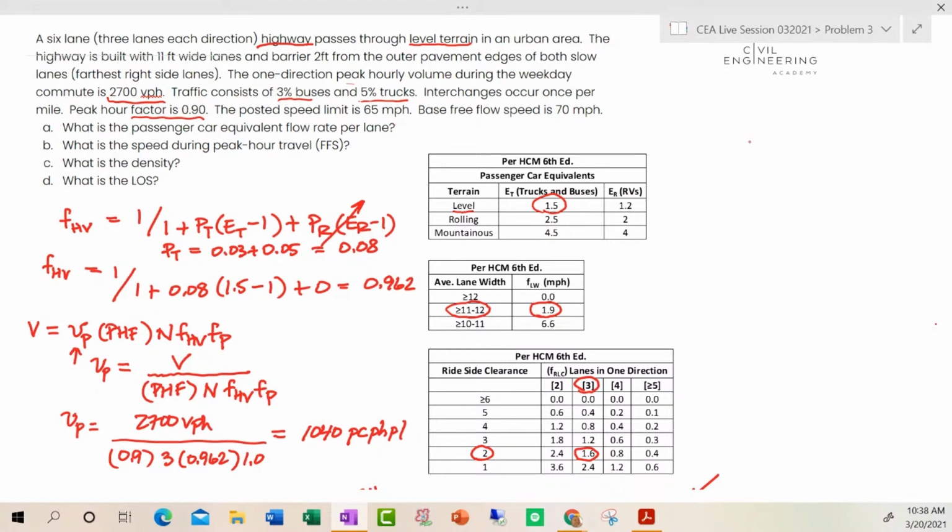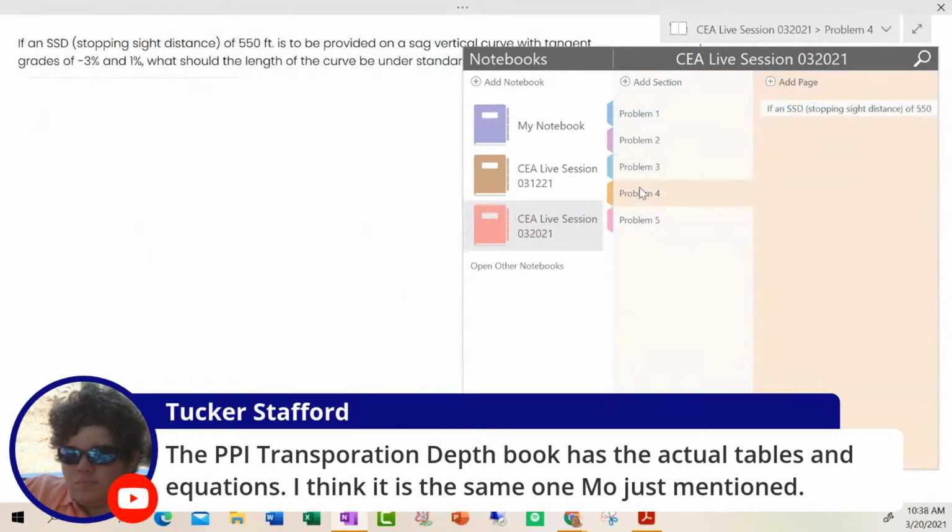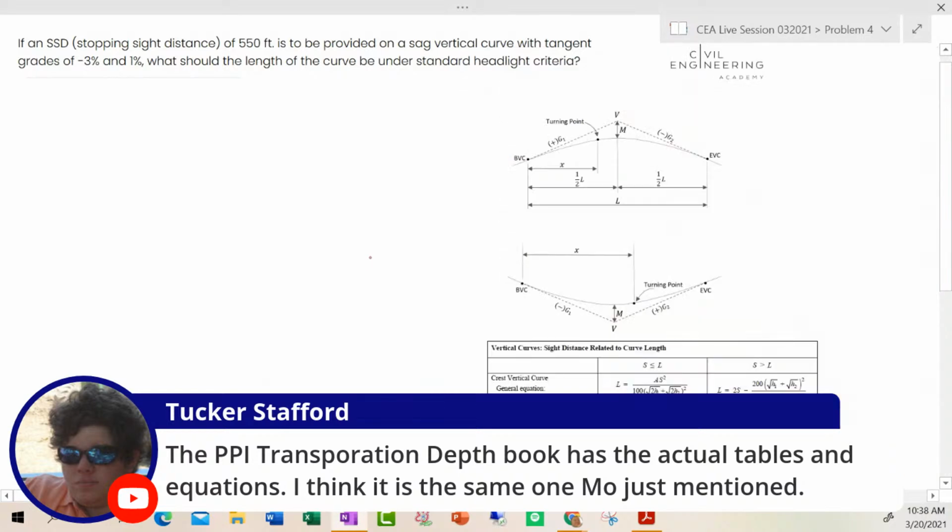Very good. Tucker also says the PPI Transportation Depth Book has actual tables and equations. I think it's the same that Mo just mentioned. Yeah, if you dive into some of the other resources that are out there, a lot of them will point those tables right out in the reference guide.